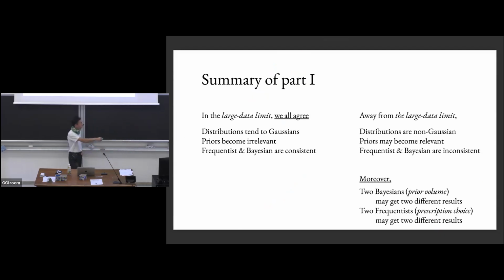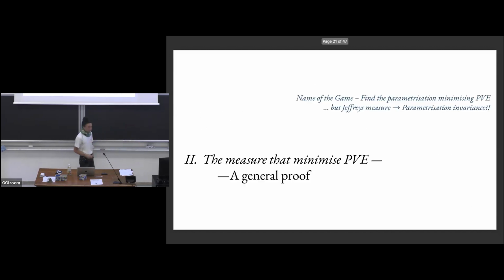So this is where I want to go. To summarize this first part, in the large data limit, we are all happy, okay? Distributions are Gaussian, priors are irrelevant, and everyone agrees. And the problem arises when we are away from this limit, because distributions are no longer Gaussian, the prior may become relevant, and no one agrees, right? Okay. But at least can we do something for the case we're interested in here, galaxy clustering?